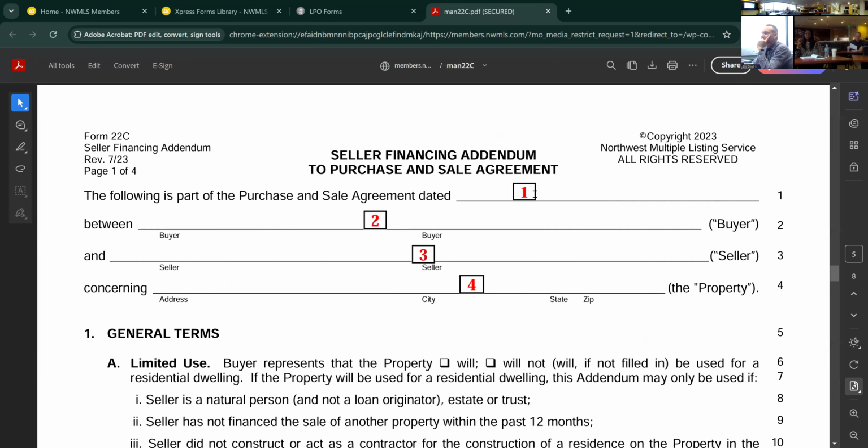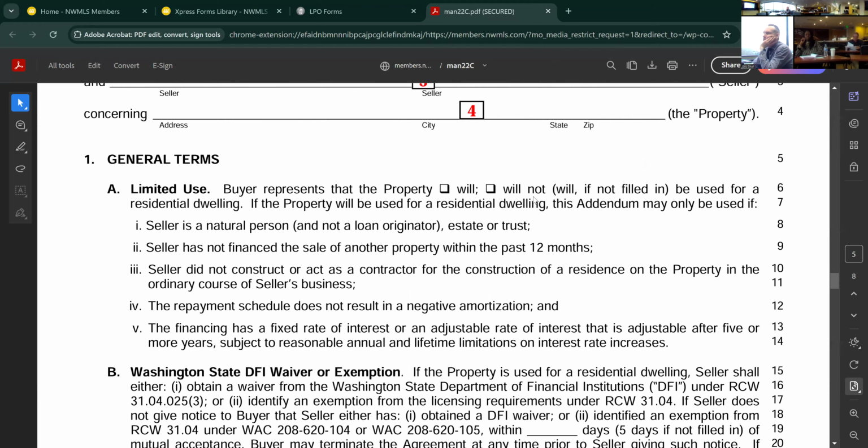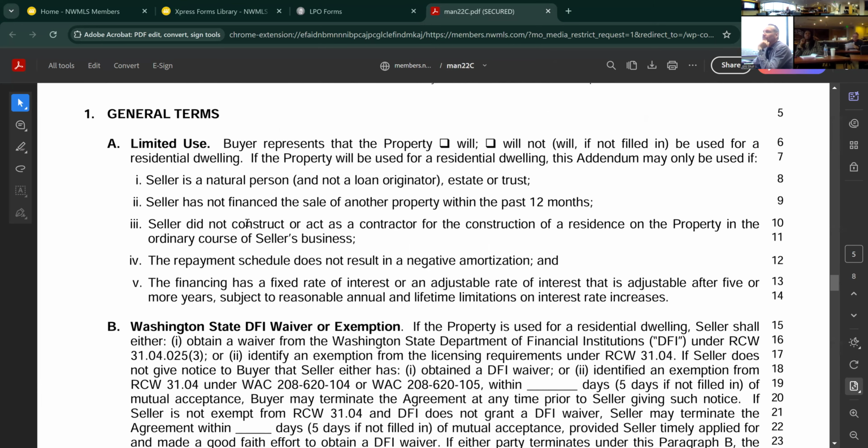So 1, of course, is the date. 2 is buyer's names. 3, seller's name. 4 is the property address. Okay. So first things first is the limited use. Buyer represents the property will or will not be used for a residential dwelling. If the property will be used for a residential dwelling, this addendum may only be used if seller's natural person.